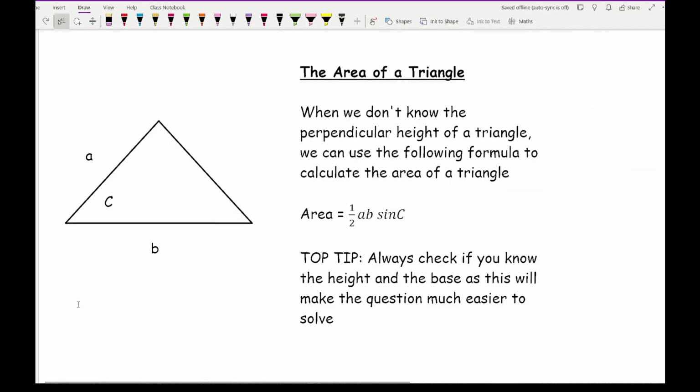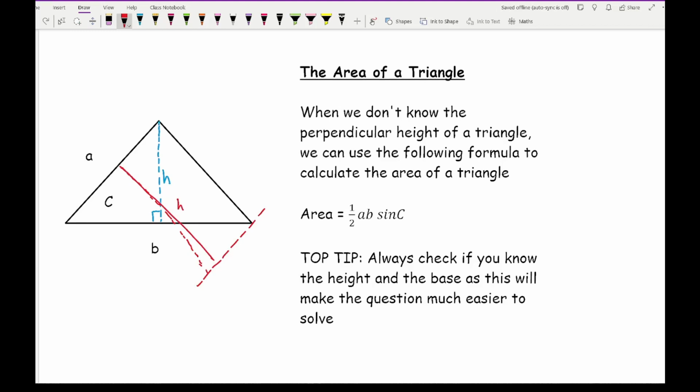Now, another variation that you need to be able to know is the area of a triangle. When you do not know the perpendicular height of a triangle, now what I mean by the perpendicular height of a triangle is, if you take one point and draw a perpendicular line to the other side, that there is the perpendicular height of the triangle. Depending on what is classed as the base, the base is basically what is touching the surface. So for example, if A was the base, then the height of this triangle would be this length here. I'd say this length here is going to be the height of the triangle.